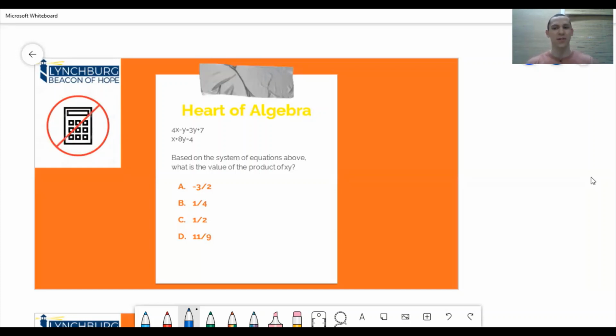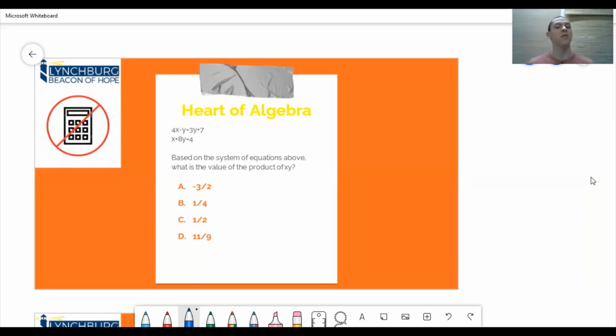Any type of problem like this could be on your SAT, on either section of the SAT. Just in this case, since it is on the no calculator section, we can't use a calculator. So that being said, let's get to our problem.